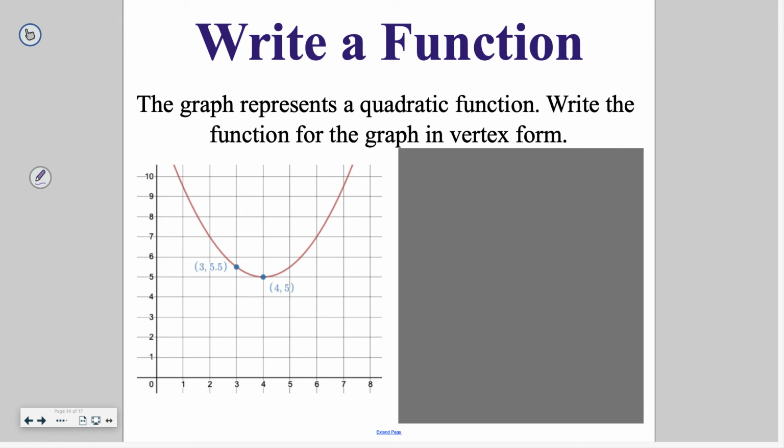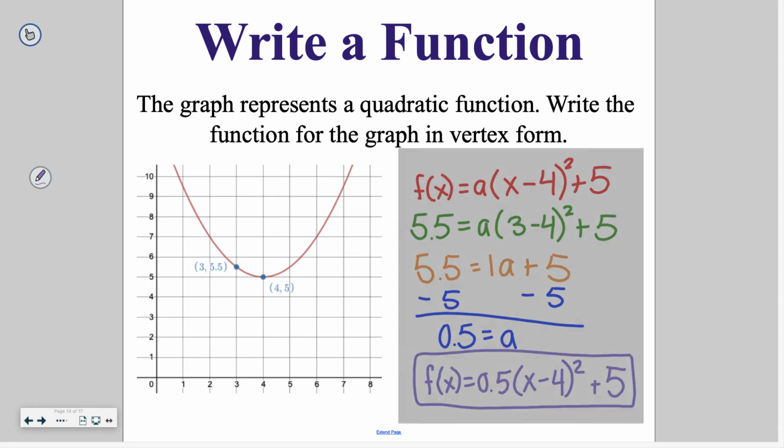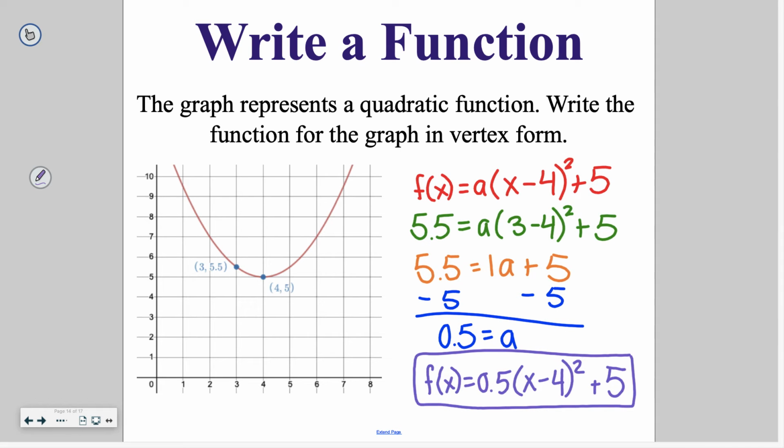Go ahead and try this one on your own. Pulling out that vertex, you're going to plug in a 4 and a +5. When you plug in for x and f of x, you're going to use the 3 and the 5.5. Again, that inside the parentheses is going to turn into a 1, so we can drop that coefficient as we solve, and we end up with the final equation, 0.5 parentheses x minus 4 squared plus 5.